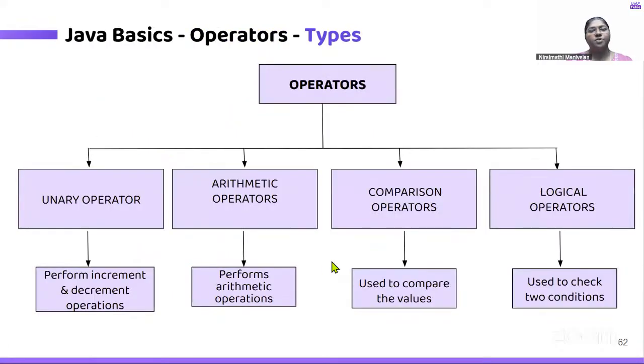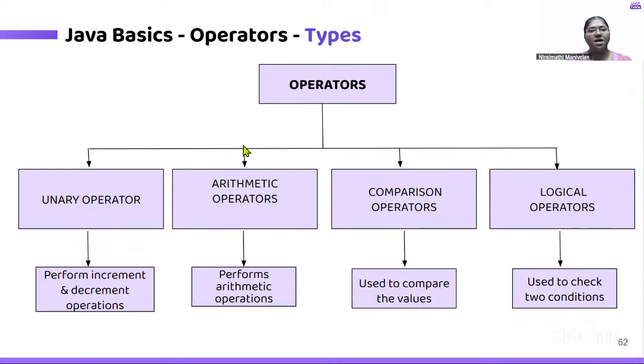So then what are the types of operators we have, teachers? We have the unary operator, which helps us to perform increment or decrement operations. And then arithmetic operators. And then comparison to compare two values. We can also call it relational operators. And then finally, we have logical operators in order to check two conditions. So unary means we can perform increment and decrement, and then arithmetic, and then comparison and logic. So let's see in the editor.